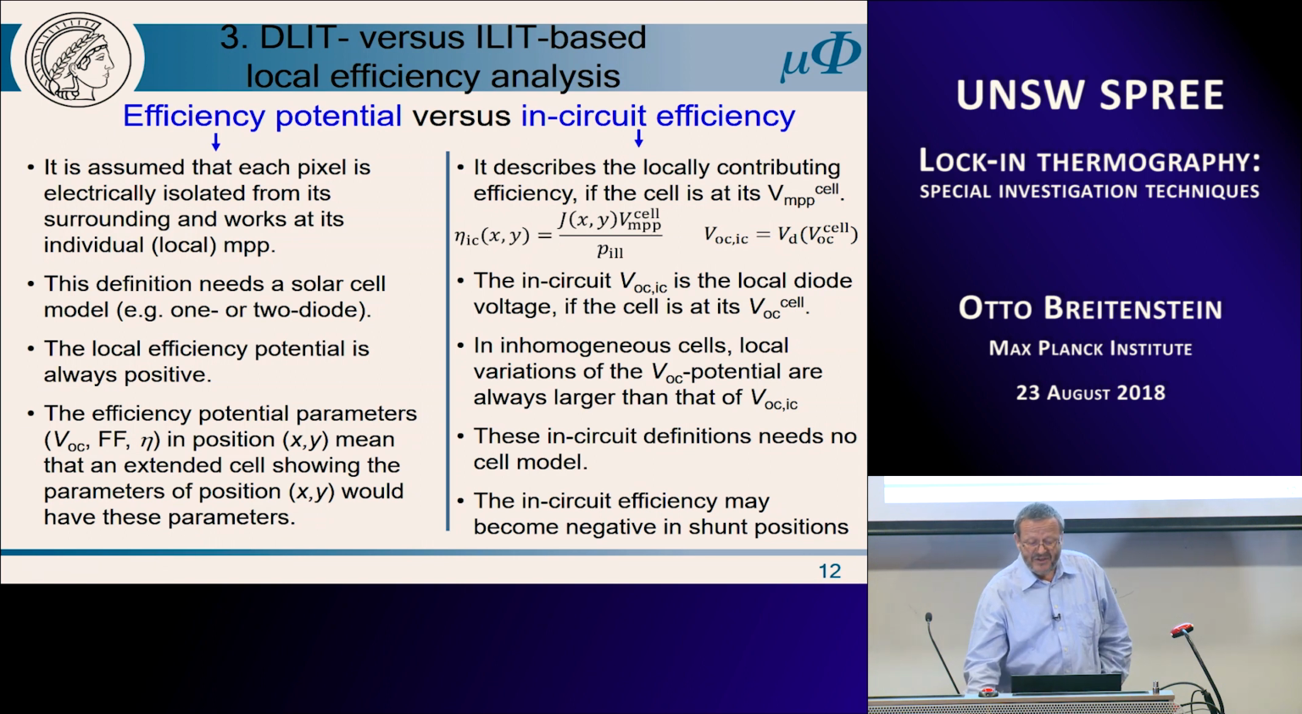And these in-circuit definitions don't need a cell model. And the in-circuit efficiency may become negative in shunt positions because this current is counted positive now for photocurrent, and if the dark current dominates, this becomes negative and then also the efficiency becomes negative.